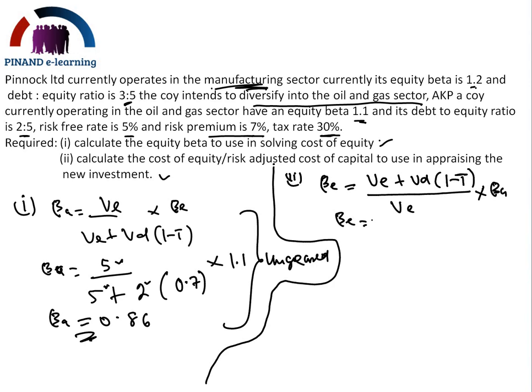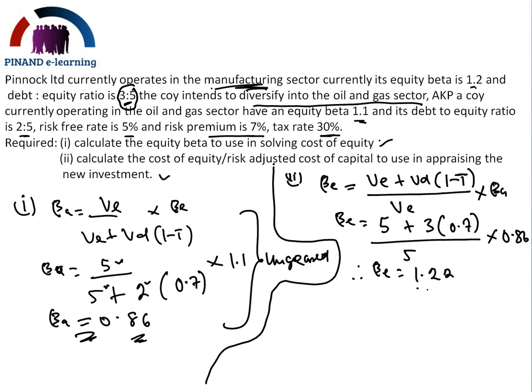Now we are using our existing capital structure, or existing gearing level: 3 to 5. So that will be 5 plus 3 times (1 minus T), which is 0.7, all over VE, which is 5, times BA. BA is the one we've calculated, 0.86 from the oil and gas sector. Voila. Therefore, BE is equal to, use a calculator, you should get 1.22.